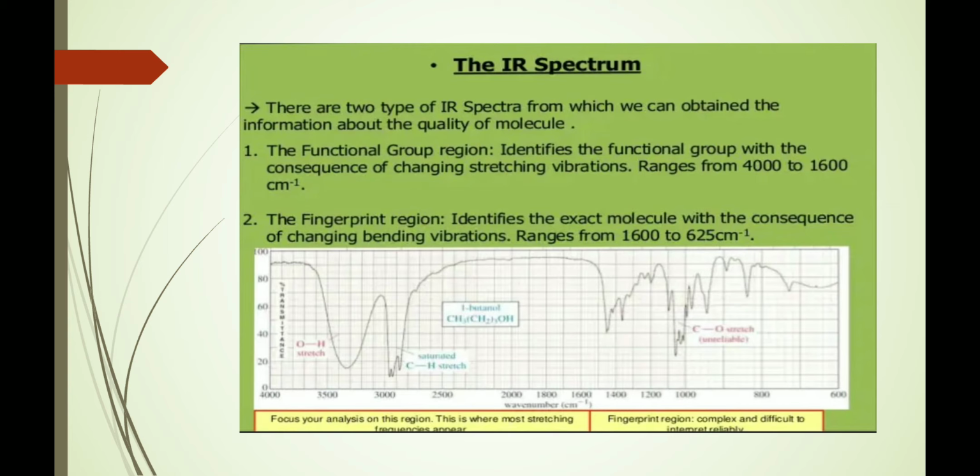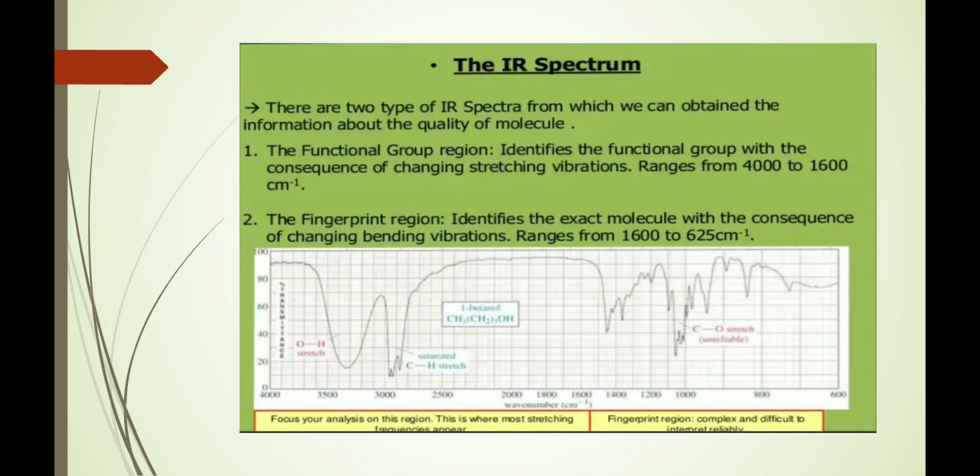Now the IR spectrum. There are two types of IR spectrum from which we can obtain information about the structure of a molecule. The first one is the functional group region. It identifies the functional group with the consequence of changing stretching vibrations, ranging from 4000 to 1600 cm⁻¹. And the second one is the fingerprint region. It identifies the exact molecule with the consequence of changing bending vibrations, ranging from 1600 to 625 cm⁻¹.